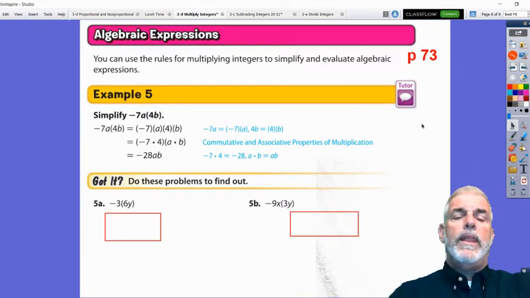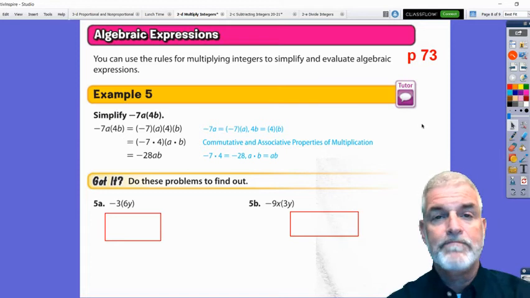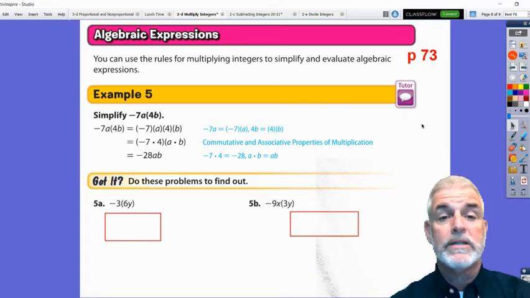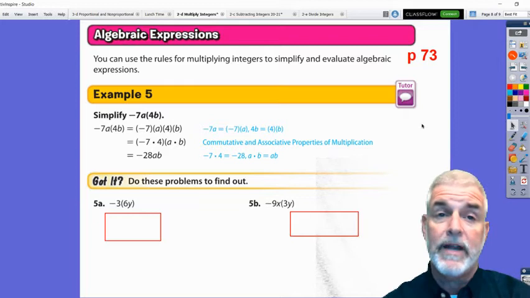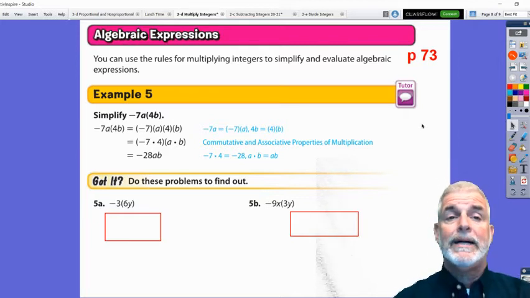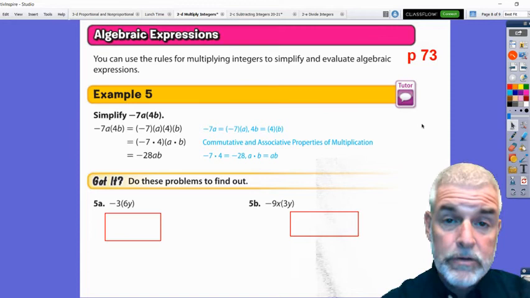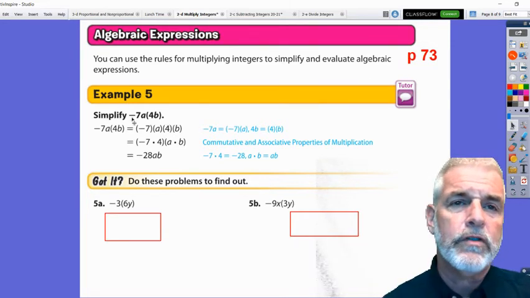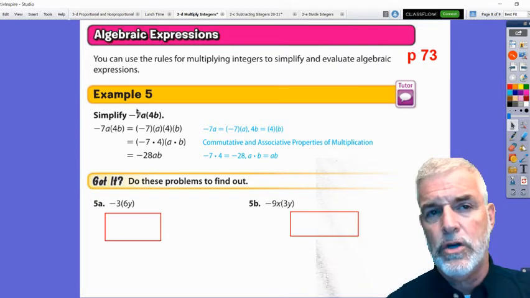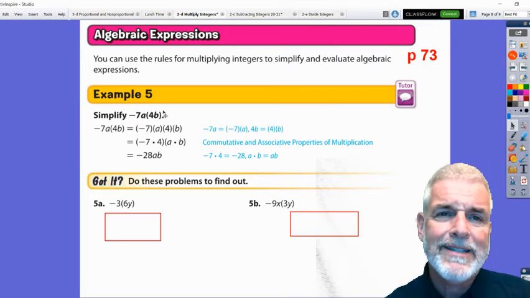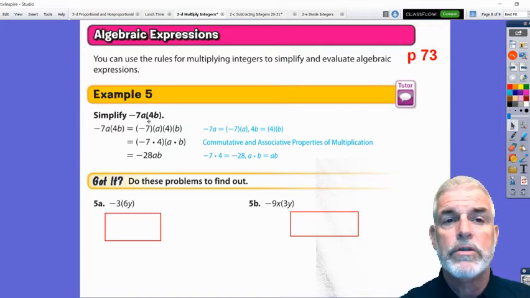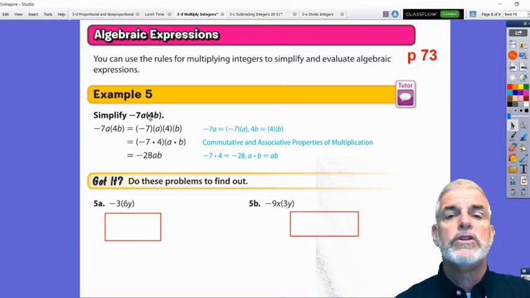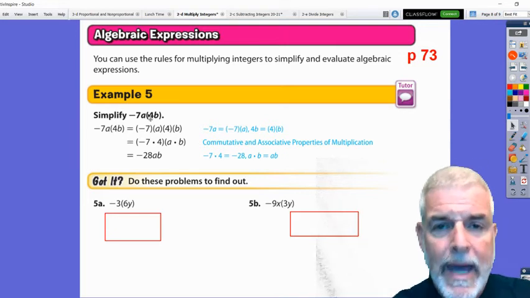All right, well, now that we have some multiplication abilities here, we can start doing some algebraic expressions with positive and negative numbers, okay? And you can use the rules for multiplying to simplify and to evaluate algebraic expressions. So first is just to simplify, okay? They're not telling you, in example 5 here, what values to put in for A and B. So A and B need to still be there in your answer, but you are simplifying this by doing all of the multiplications that you can.